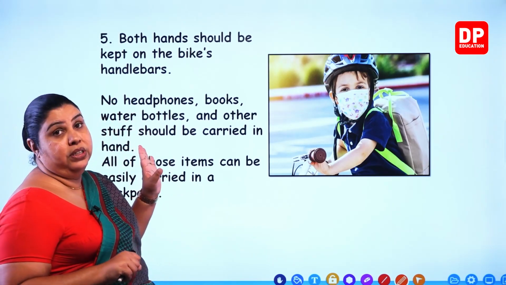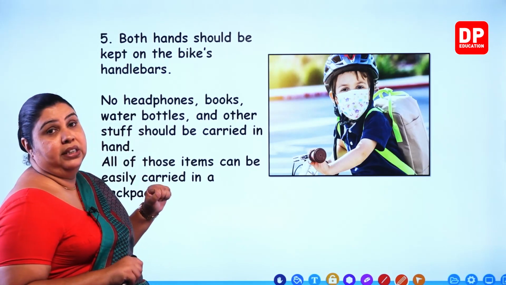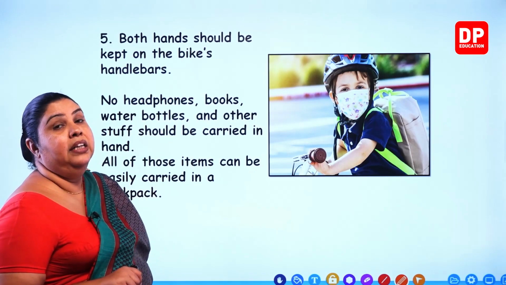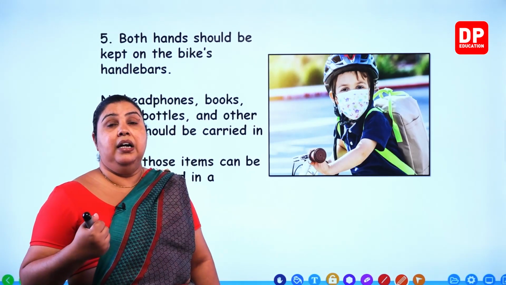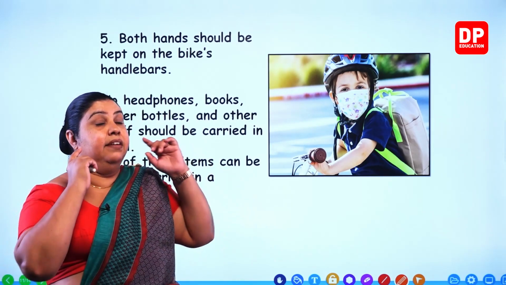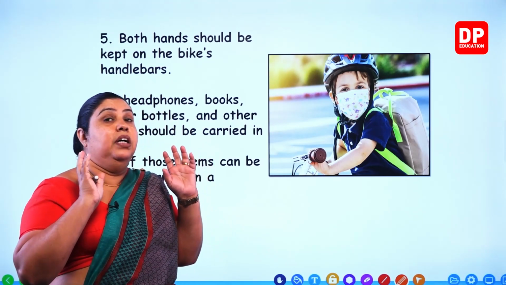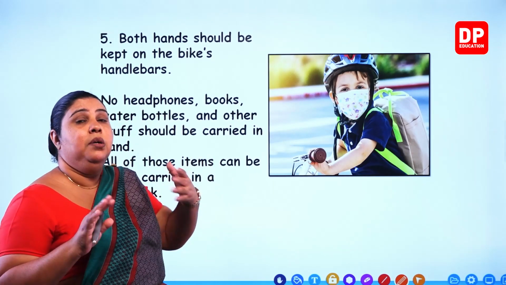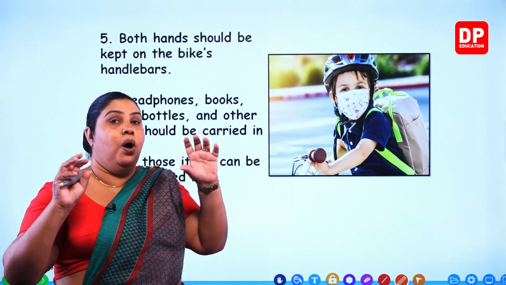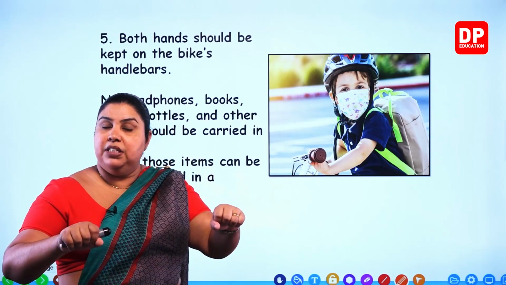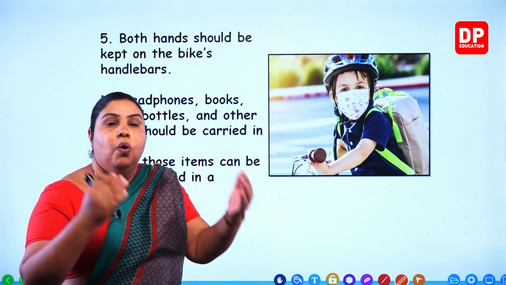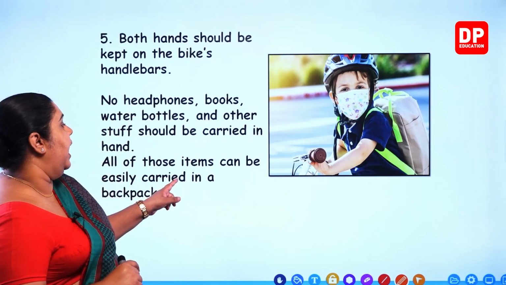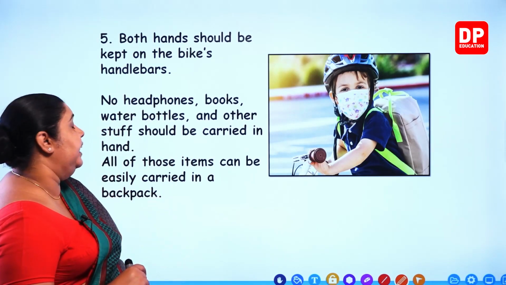No headphones, books, water bottles or other stuff should be carried in hand. You have probably seen some people riding with phone earphones in both ears. We don't do that when riding, and we can't ride holding books, because your hands should be on the handlebars. You can't be holding anything else. All those things need to go in your bag.